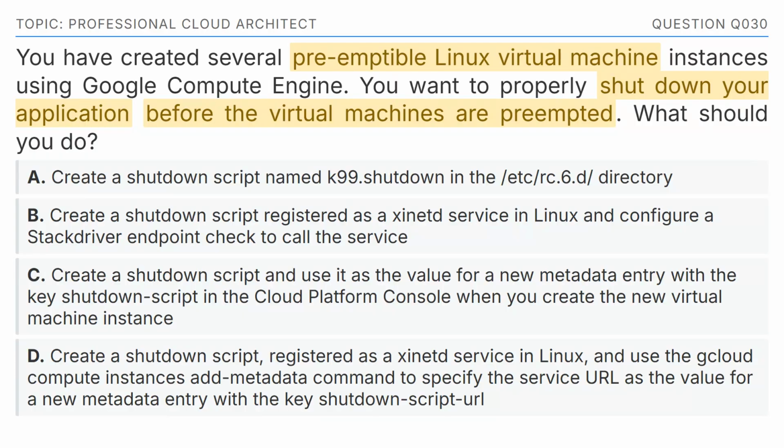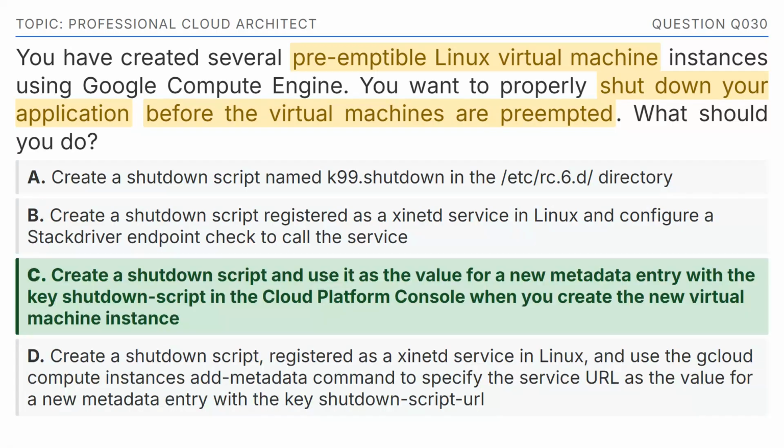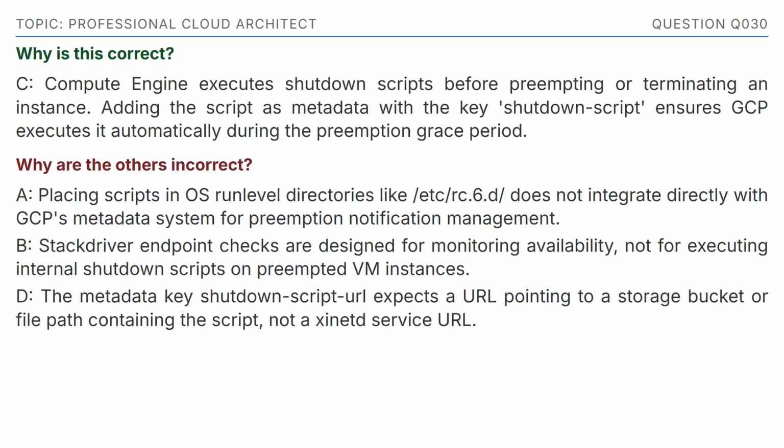To arrive at the correct answer, we focus on the keywords: preemptible Linux virtual machine, shut down your application before the virtual machines are preempted. The correct answer is option C, create a shutdown script and use it as the value for a new metadata entry with the key shutdown script in the Cloud Platform console when you create the new virtual machine instance. Why is this correct?